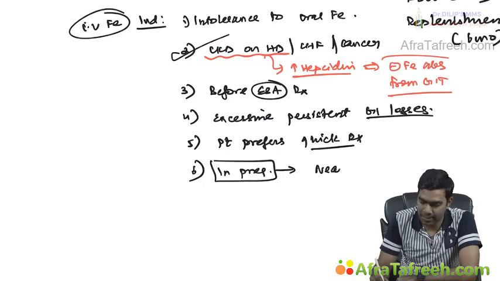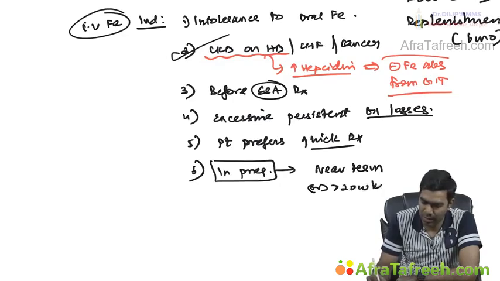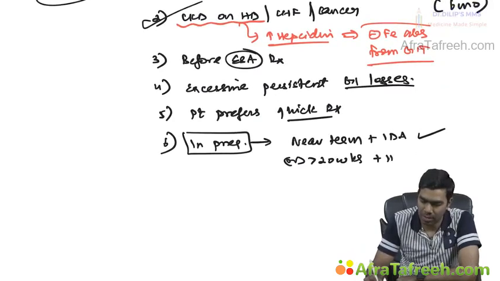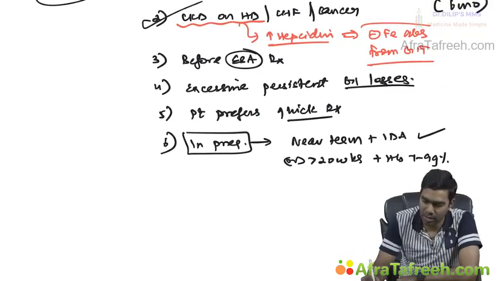Number 6, in pregnancy, if they ask you what are the indications for IV iron, you can tell: if the patient is near term plus iron deficiency anemia, this is indication number 1. Or if the patient has more than 20 weeks of gestation plus hemoglobin in the range of 7 to 9 grams per deciliter, this is the second indication. These are the indications for giving IV iron in pregnancy. These are the Government of India recommendations in this matter. So you have to know that.